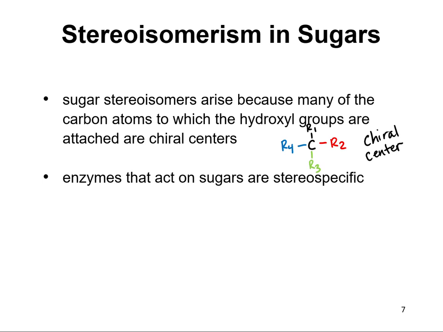Remember that you can have something pointing out at you, something pointing towards the back, away from you, to the left, to the right. So all that stereochemistry matters when it comes to enzymes because they are stereospecific. This is really important when we get to looking at glycolysis. So just keep that in mind.